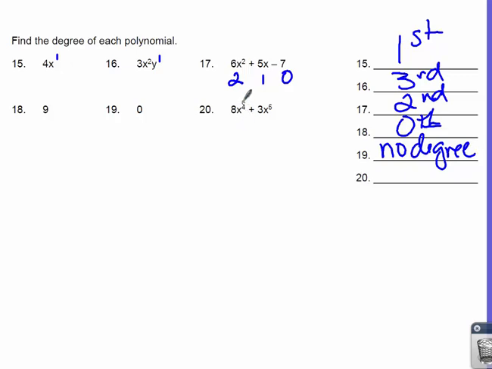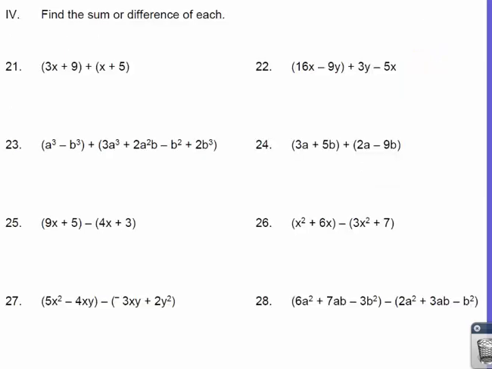Okay, and then number 20, this one is 4, this one is 5, biggest one wins, so it's to the 5th degree. So that's how we find degree. And then the last thing in this particular test is dealing with adding and subtracting polynomials. And we remember that there is a process, a 3-step process.